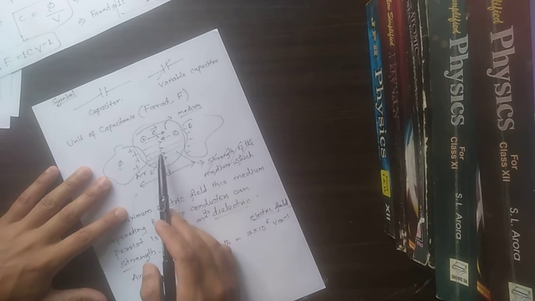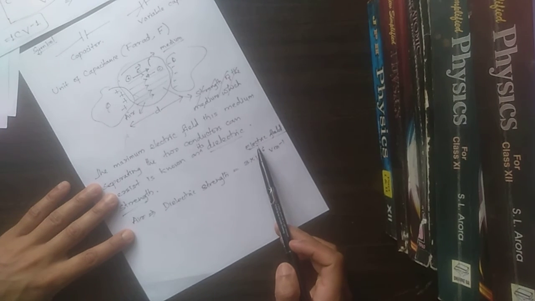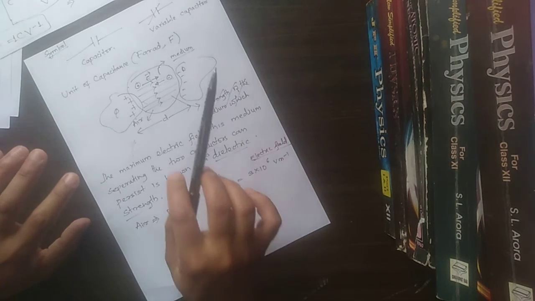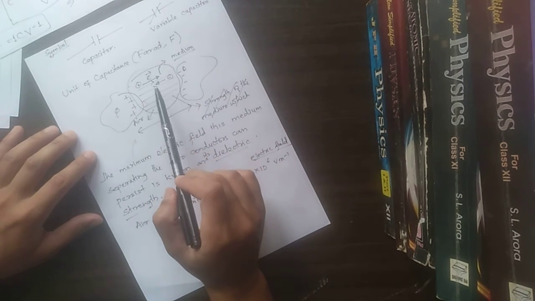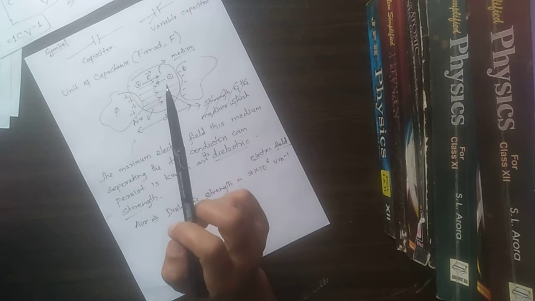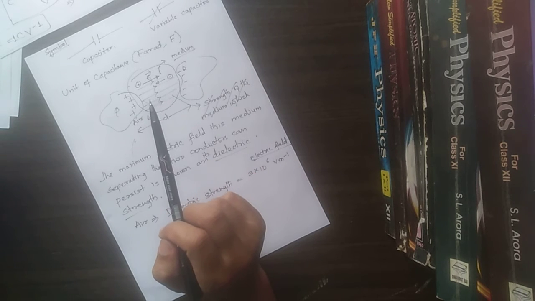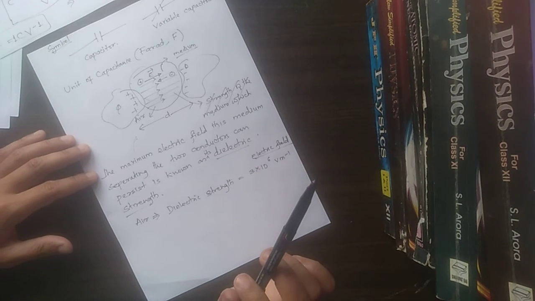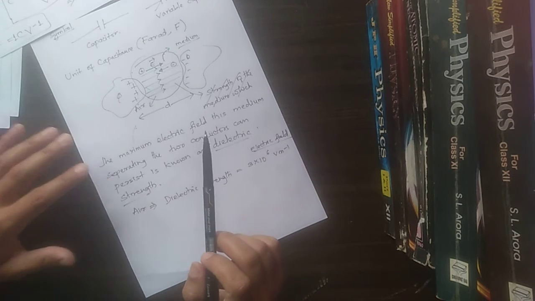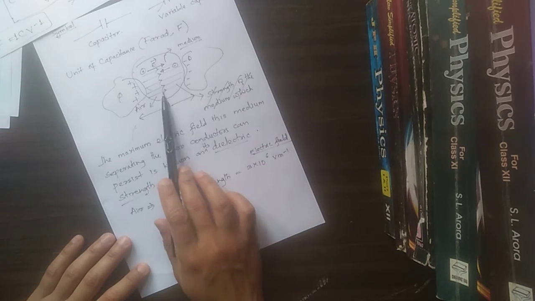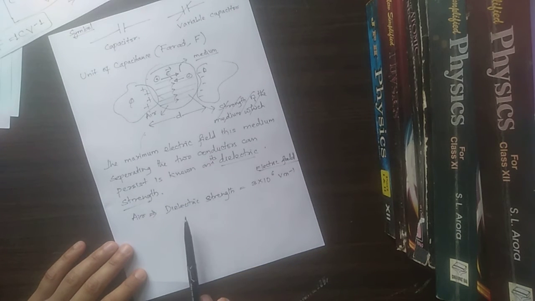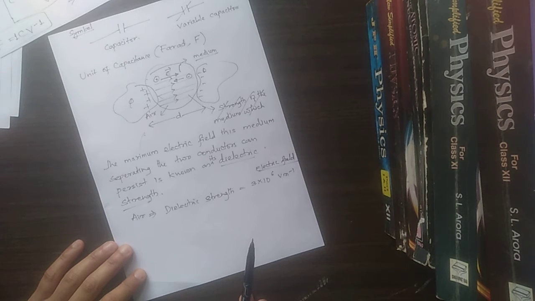If in this air the value of the electric field crosses this value, then what will happen? The molecules or the atoms of the air separate into positive and negative charge. Hence, the medium breaks down. So, if the medium separating the two conductors in a capacitor is air, then the value of the electric field must be lesser than this value. Okay.